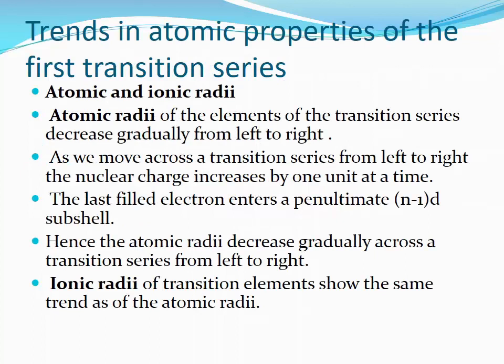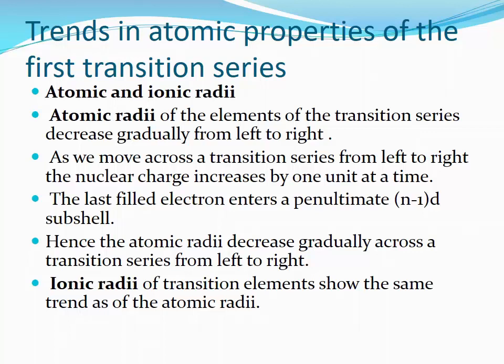Now we are going to start trends in atomic properties of the first transition series, in which the first trend we are going to see is atomic and ionic radii. We have seen last year that as the atomic number increases in the period from left to right, atomic radii goes on decreasing. This is due to gradual increase in nuclear charge from left to right in the period.